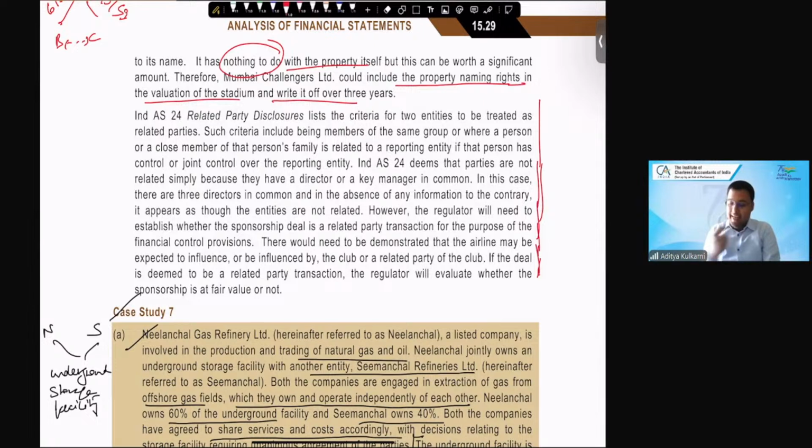All right. Ind AS 24 related party disclosures list the criteria for two entities to be treated as related parties. Such criteria include being members of the same group. Same group we had discussed, parent and its subsidiaries. These things together form one group. Or where a person or a close member of that person's family is related to a reporting entity if that person has control or joint control over the reporting entity.